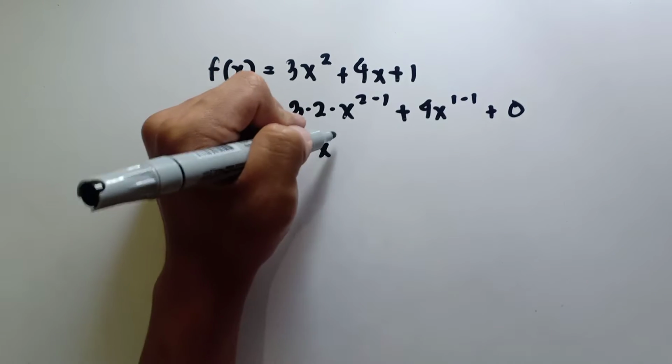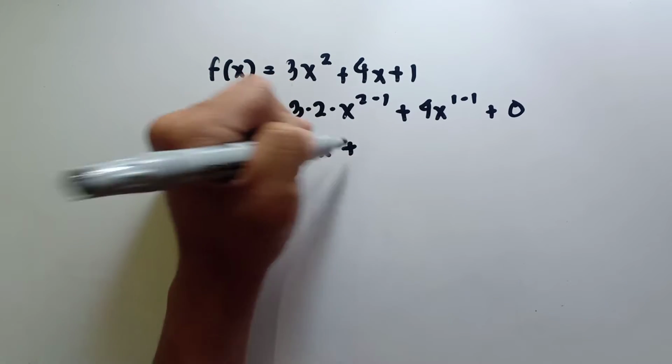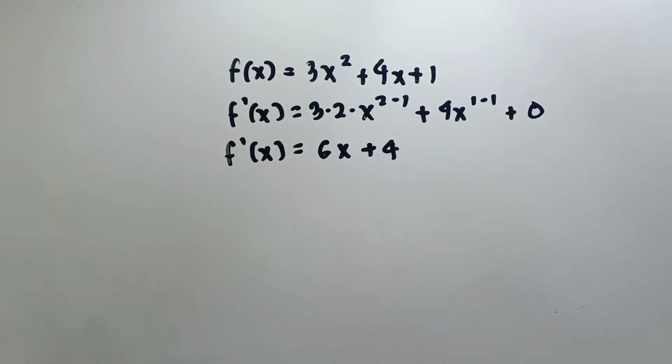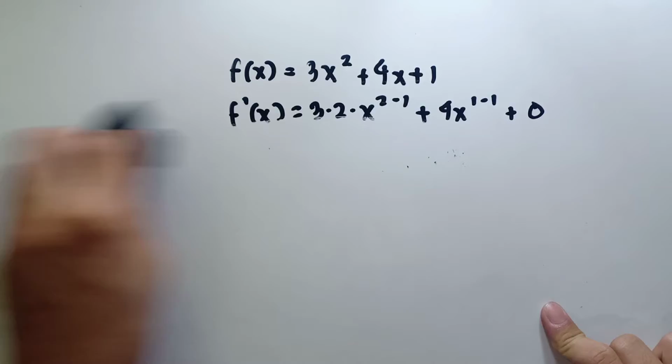2 subtracted by 1 is just a 1, plus 4x raised to 1 subtracted by 1, which is x raised to 0, also just a 1. So we have here the derivative of the function 3x squared plus 4x plus 1. So let's proceed, guys, to the next example.